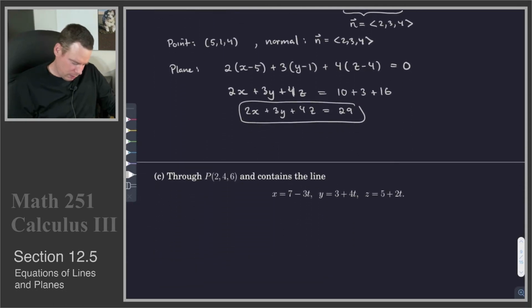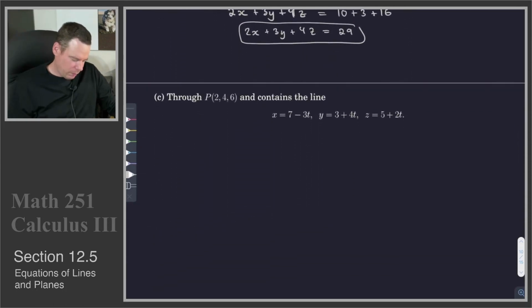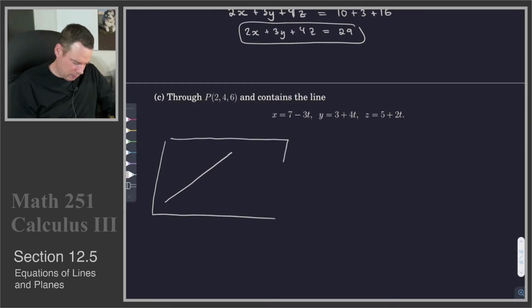Let's look at the next example. We want to find the equation of the plane that passes through the point 2, 4, 6 and contains this line. So I'm just going to get a visual for this. It's going to have to contain this line, and we want the plane that contains that line. So that line would go on forever, and so would the plane for that matter. But there's our line. And we also want it to pass through the point 2, 4, 6. So there's our point P given by 2, 4, 6.